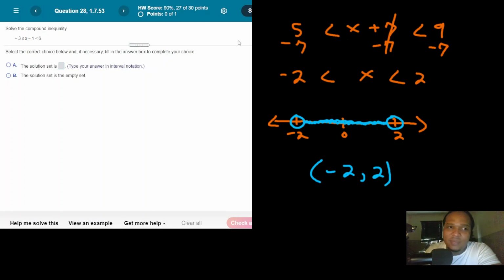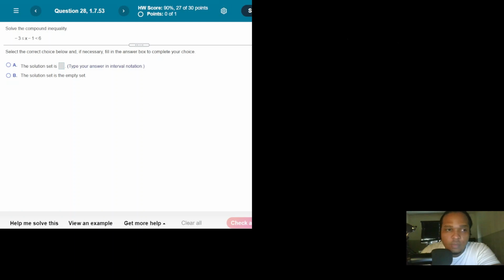Okay. It's the same deal, same routine. We have negative 3 is less than or equal to x minus 1, which is less than 6. All right, let's go ahead and add 1 to both sides.